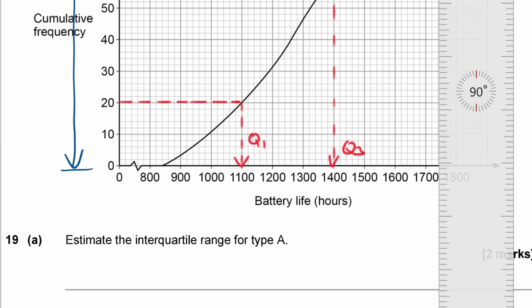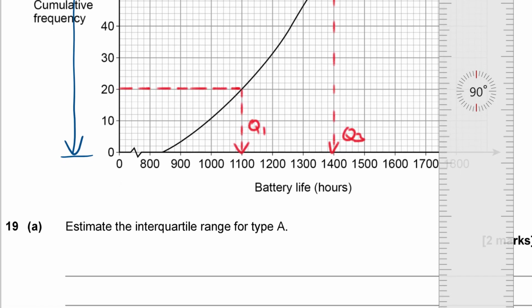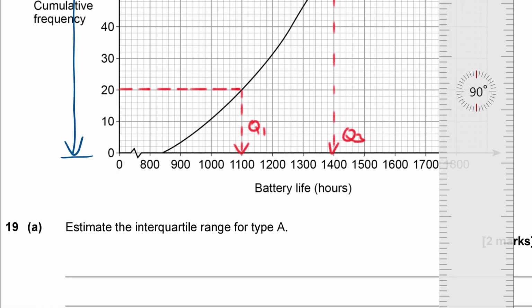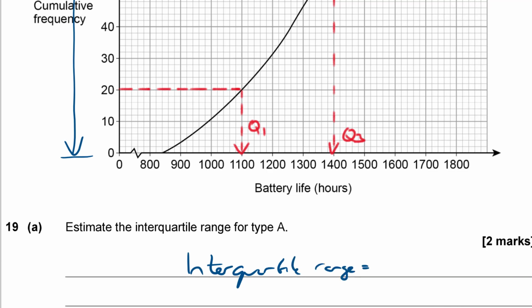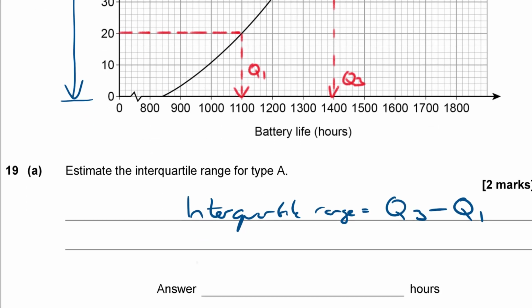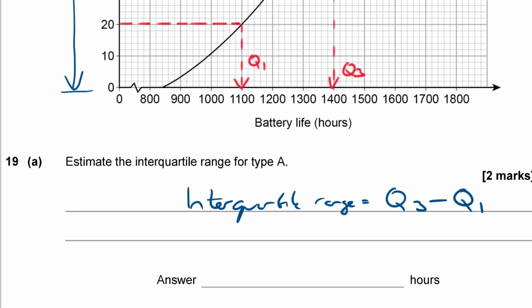Q2 is the median. So Q1 is the lower quartile, Q3 is the upper quartile, and then the interquartile range is the distance between those. Interquartile range is Q3 minus Q1. So from my graph I can see that Q3 is 1400 and Q1 is 1100, and 1400 minus 1100 is 300.